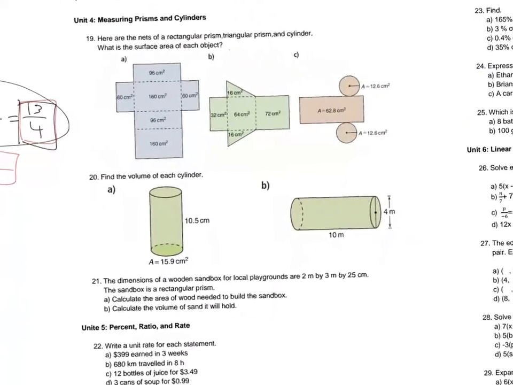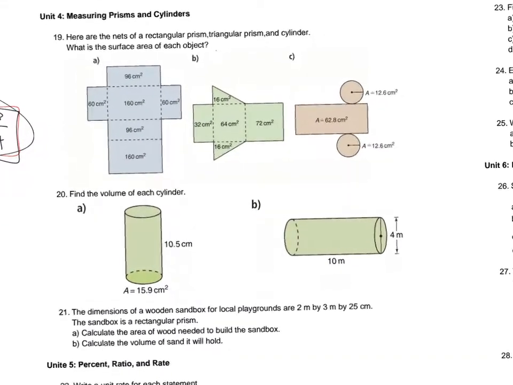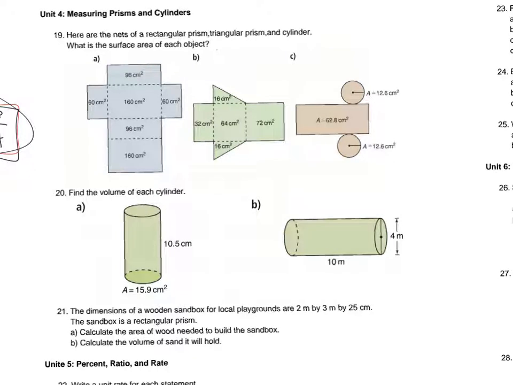All right, and then measuring surface area of prisms and cylinders. Okay, surface area is the total area of a 3D object, right? Total surface area of a 3D object. So this rectangular prism is shown as a net, okay? Each of the sides is a surface of that rectangular prism. So to get the total surface area, all you're going to do is add up all these sides.